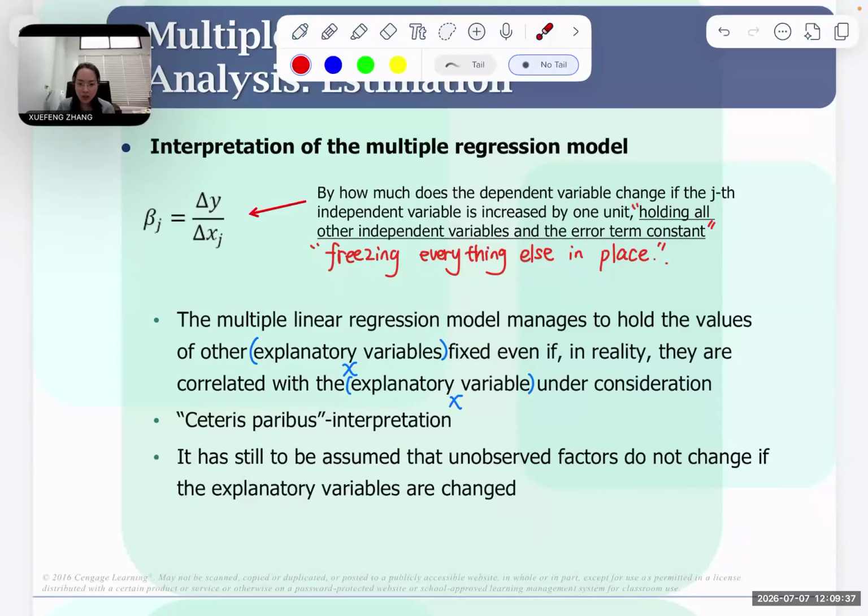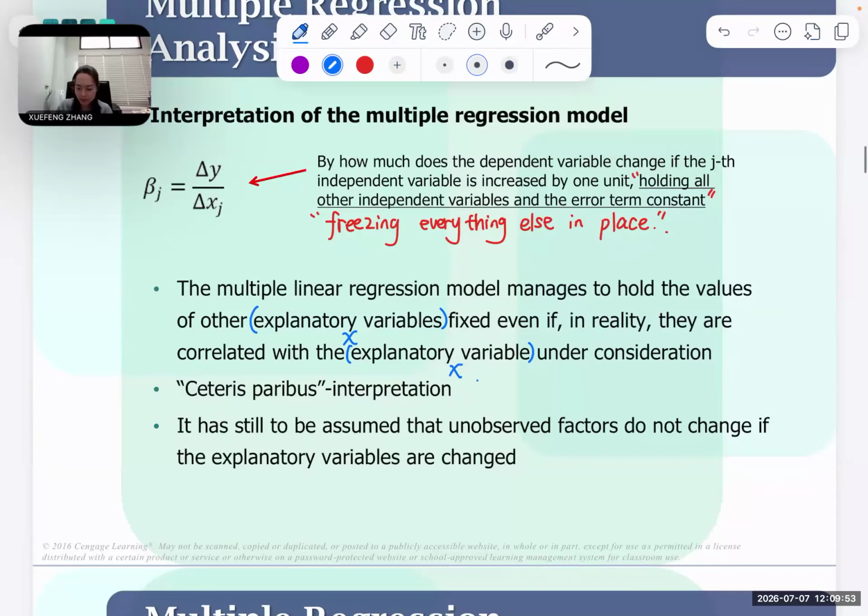This is what we call ceteris paribus interpretation. Latin for other things equal. It's the same idea economists always want: isolate one cause, freeze the rest.